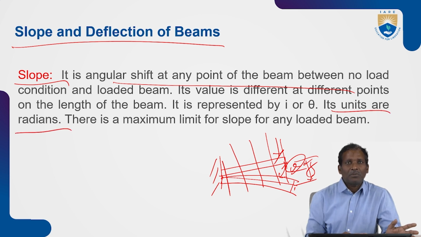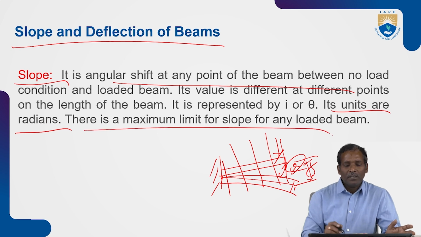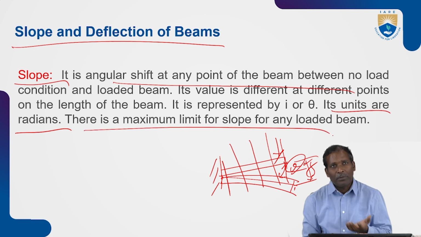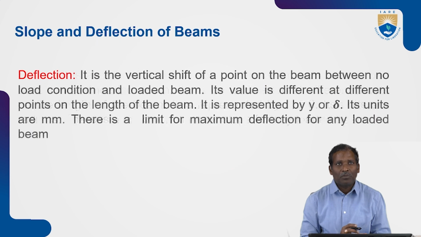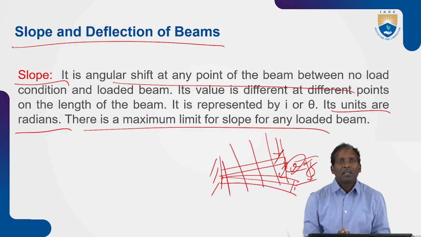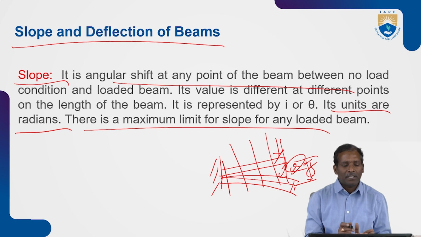There is a maximum limit for slope for any loaded beam. This is the slope definition: it is the angular shift at any point of the beam between the no load condition and a loaded beam condition.